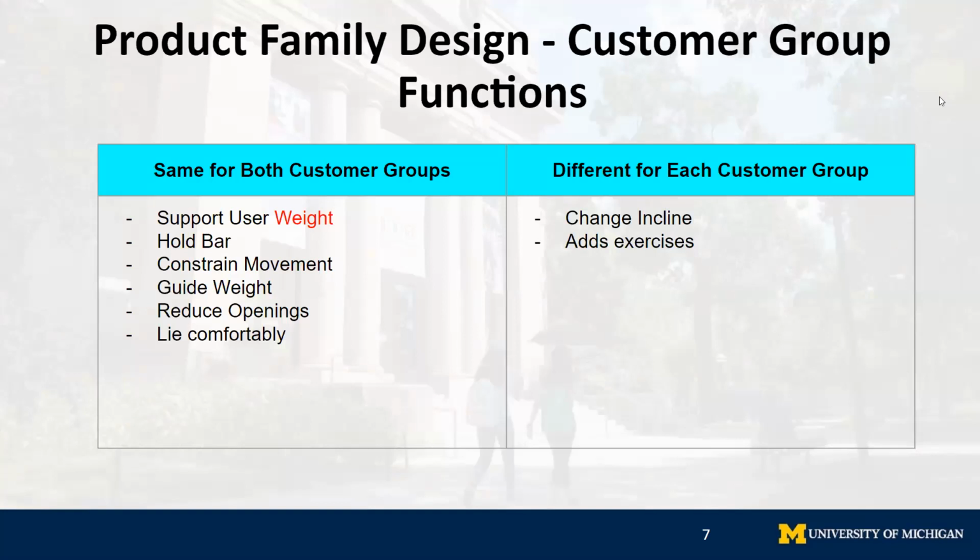The functional differentiation table shows the differences in functions between the two target customer groups. The functions that are the same for both groups are supporting the user weight, holding the bar, constraining movement, guiding weight, reducing openings, and lying comfortably, while the functions that are different for each customer group are changing the incline and adding exercises.